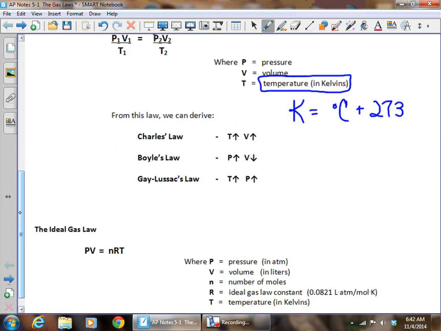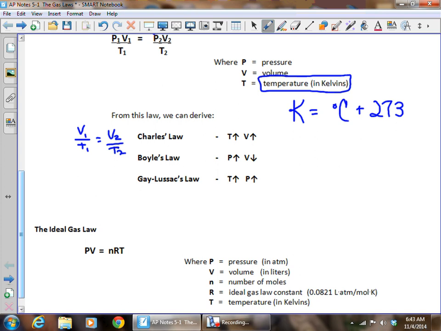So from this law we can get other laws. Charles' law, all we do with the combined gas law, remember, is just drop out the parts that we don't use. Charles' law, Charlie Brown is on TV, if you remember. Temperature and volume involved. They are directly proportional. When one goes up, the other goes up. And we can simply take volume and temperature out of the combined gas law and say that V1 over T1 equals V2 over T2 for Charles' law.